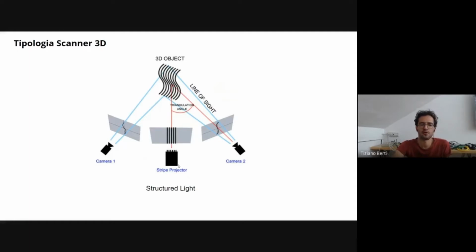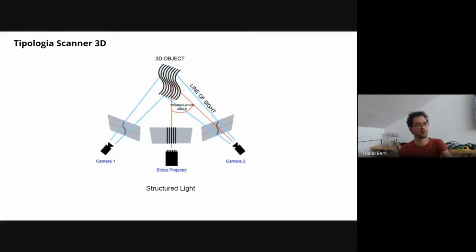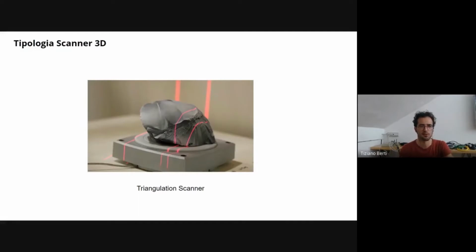So it's kind of different from the time of flight concept, and it's based on just sine and cosine formulas. So it's pretty simple, mathematically speaking, and it's very accurate. It's a bit more accurate than other 3D scanning systems, and so it will be very useful to scan objects with tiny details.